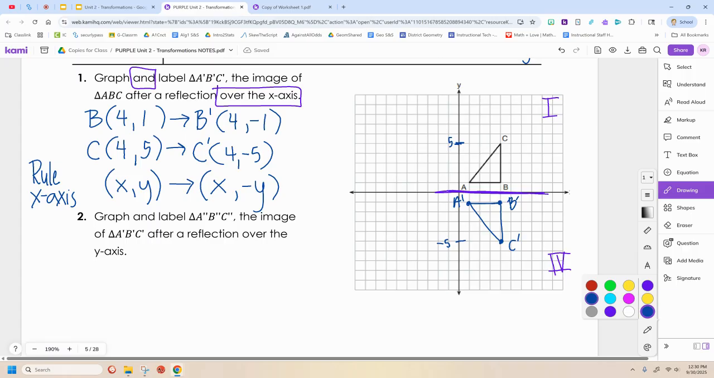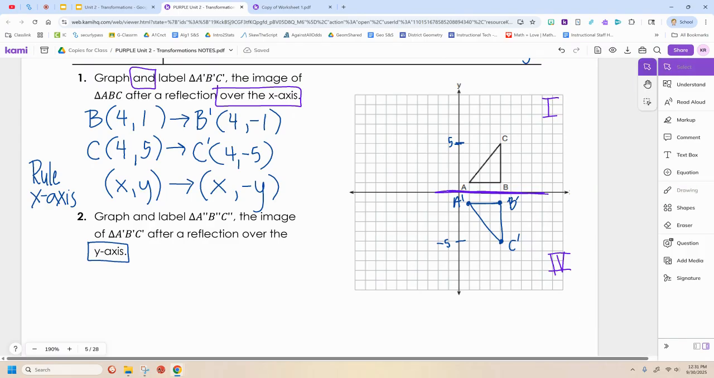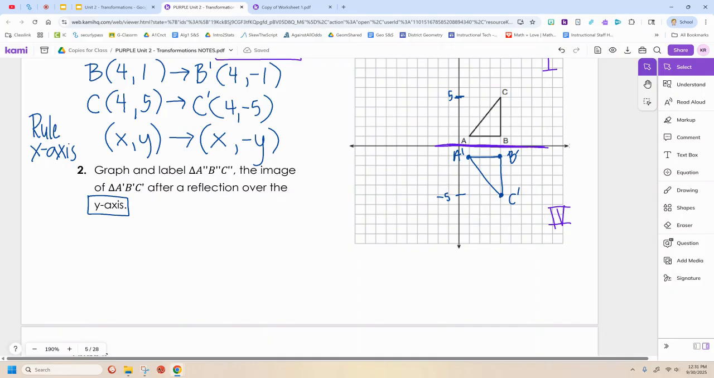Yes. Okay. So now it says, graph and label triangle A double prime, B double prime, C double prime, the image of A prime, B prime, C prime, after a reflection over the y-axis. Okay, so let's make sure we know where we're starting. We're not going all the way back to the beginning. We're going to take this guy and flip it, right?